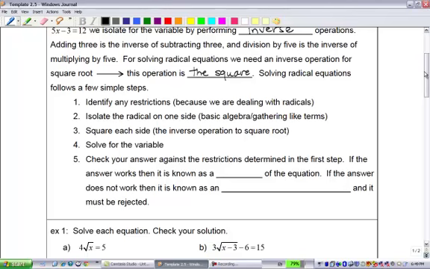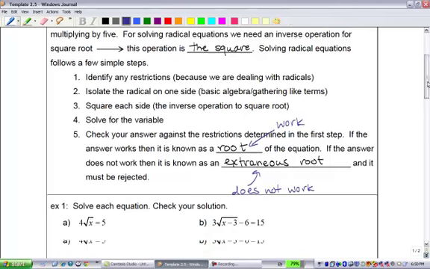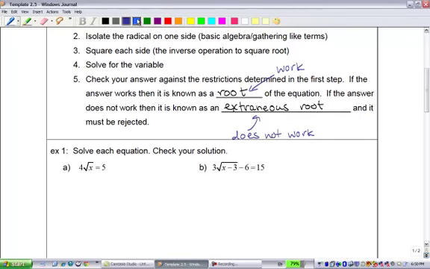If the answer works, then it is known as a root of the equation. If the answer does not work, then it is known as an extraneous root. So really, a root is an answer that works when we plug it back in. An extraneous root does not work. So, a pretty straightforward step-by-step process.